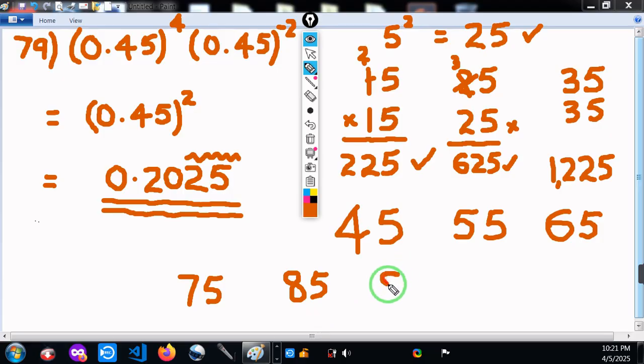And then 95. 5 times 5 is 25. And then we have to make one more, 10. 10 times 9 is 90, 9025. Then what about 105? I haven't tried. I think I did once, then I didn't really go deep into it.